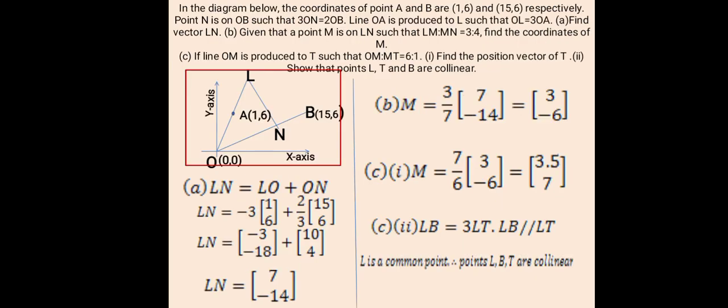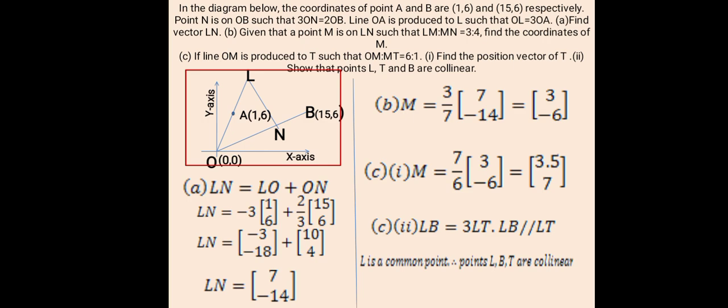In the diagram below, the coordinates of A and B are (1, 6) and (15, 6) respectively. Point N is on OB such that 3ON is equal to 2OB. Line OA is produced to L such that OL is equal to 3OA.